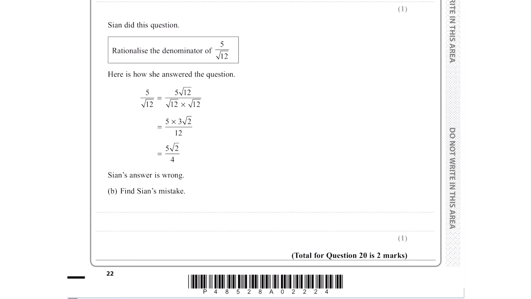Sian did this question. Here's how she answered it. She's also made a mistake. Find where she went wrong. So the place she went wrong was with this root 12. Root 12 is not equal to 3 root 2. If you do root 12, you can write that as root 4 times root 3, which then becomes 2 root 3, not 3 root 2.